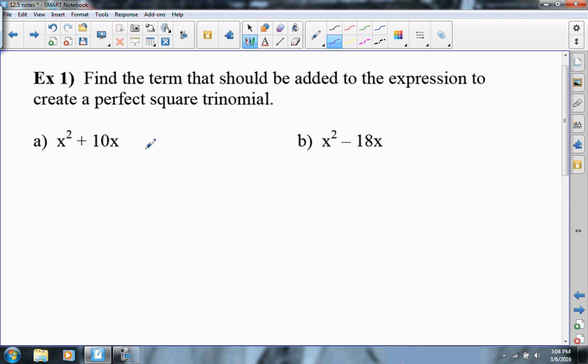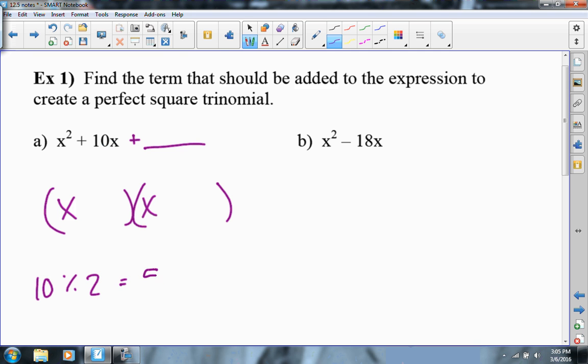So how we want to do this is we want to figure out what term, what number we want to add on at the end so that when we factor this, we can have the same thing in the parentheses. And the way that we do that is we take half of the b term here. We take half of 10, which is 5, and then we square it. So 25 is going to be that value that we add on at the end.